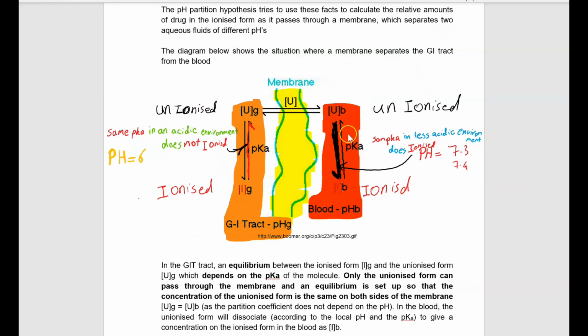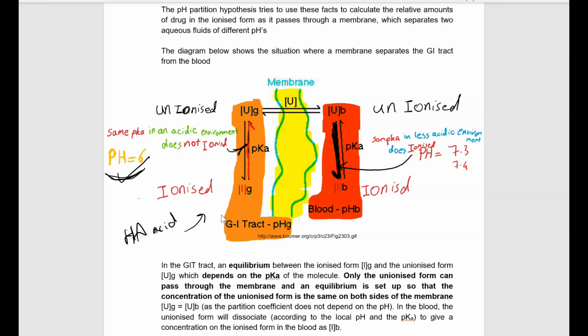This diagram is a little bit scary, but don't worry, I will explain it. Imagine you have a really weak acid in your gut. It doesn't matter if it's in your stomach or in your intestine. So imagine that it's in your intestine, not in your stomach. So the pH of this environment is 6, for example.